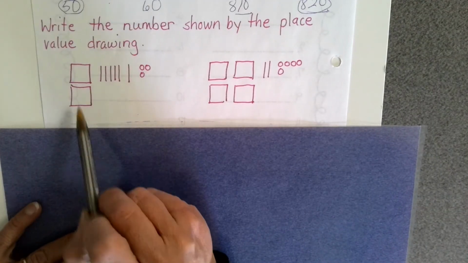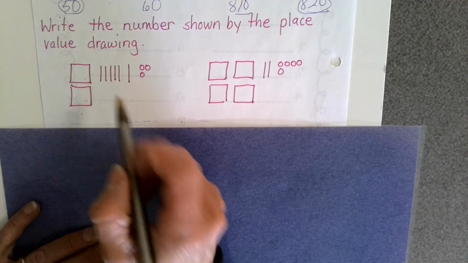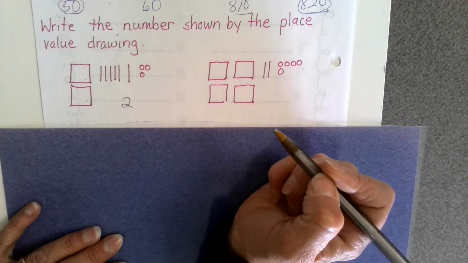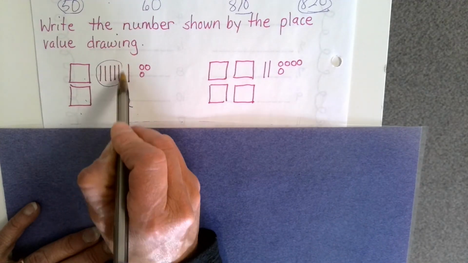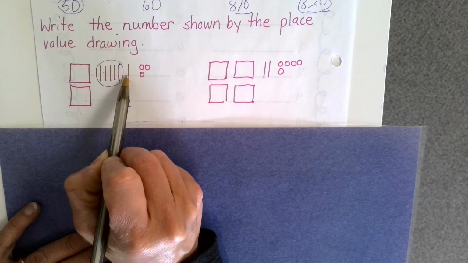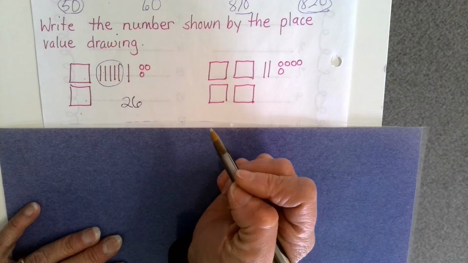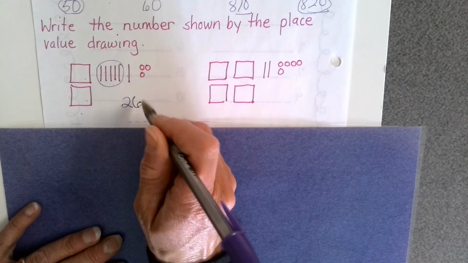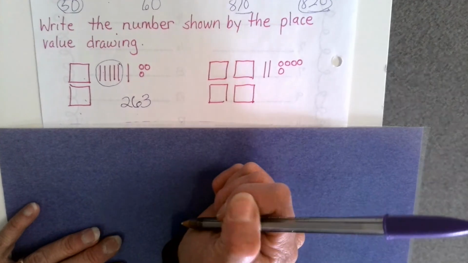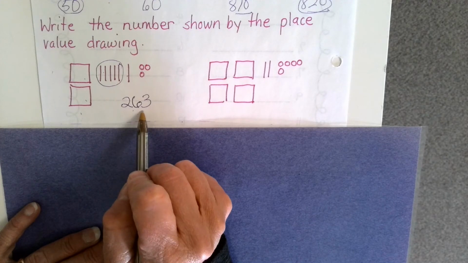So I'm going to start with my big place value, the hundreds, and I'm going to count 1, 2. I know there'll be a 2 in my hundreds place. Now I'm going to count my tens. I see a group of 5, so that's 5 tens or 50, and another 10, which makes 60. So there'll be a 6 in my tens place, and then I'm going to count my ones. 1, 2, 3. A 3 in the ones place. So this whole place value drawing represents 263.